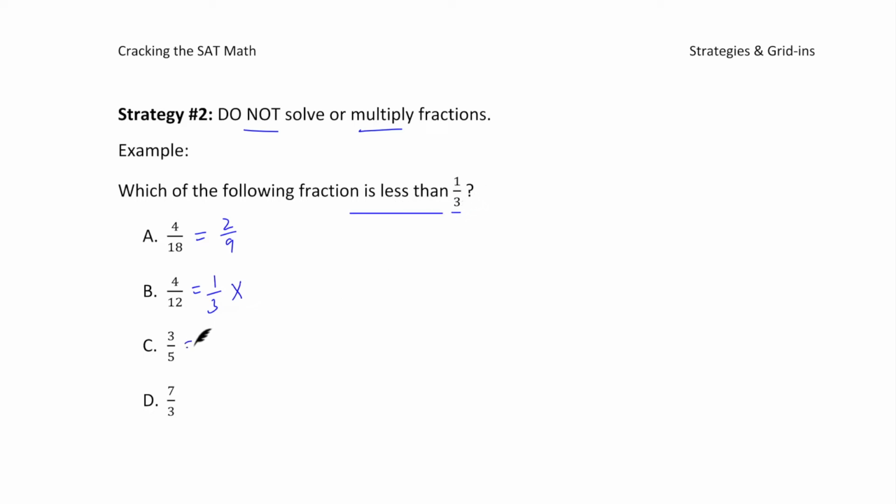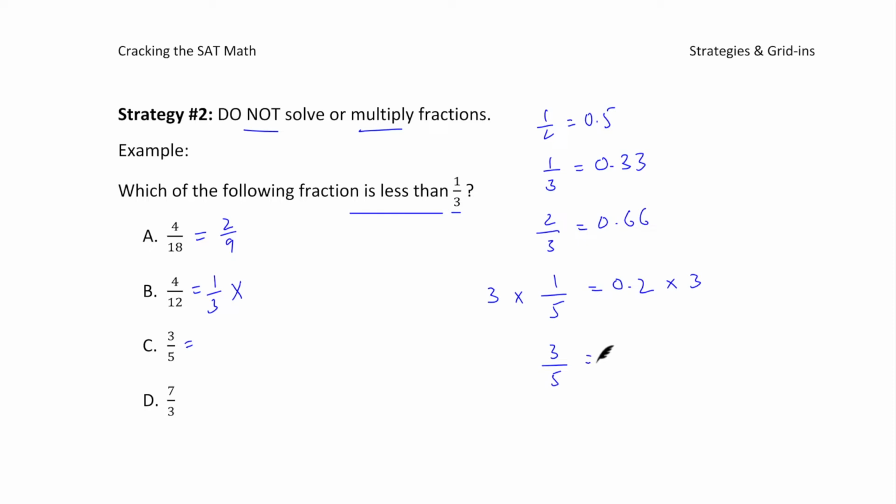Okay, 3/5. There are a couple of fractions that you should know. Like 1/2 is 0.5, 1/3 is 0.33, 2/3 is 0.66. You should know these fractions. Similarly, 1/5 is 0.2. So if 1/5 is 0.2, 3/5 you multiply this with 3, so 3/5 equals 0.6. 0.6, which is way greater than 0.33. So you can also eliminate this option.